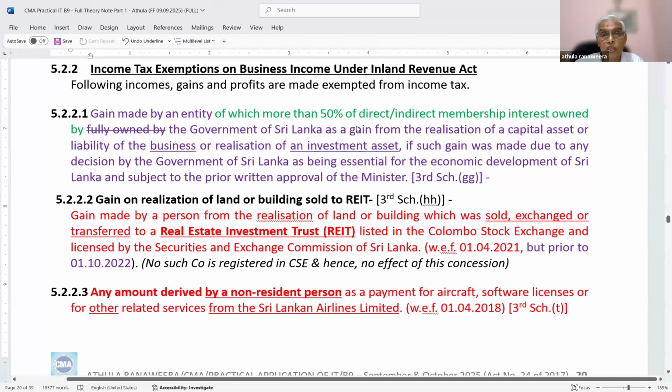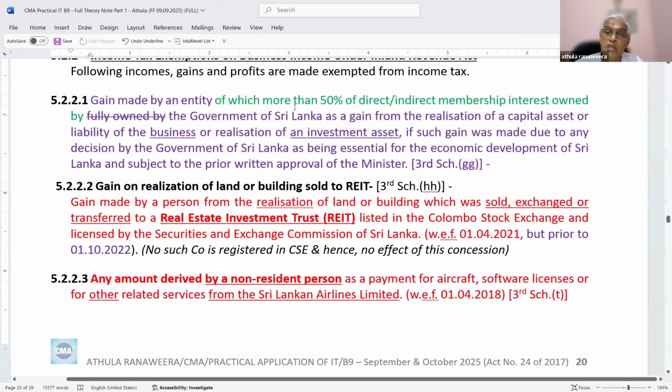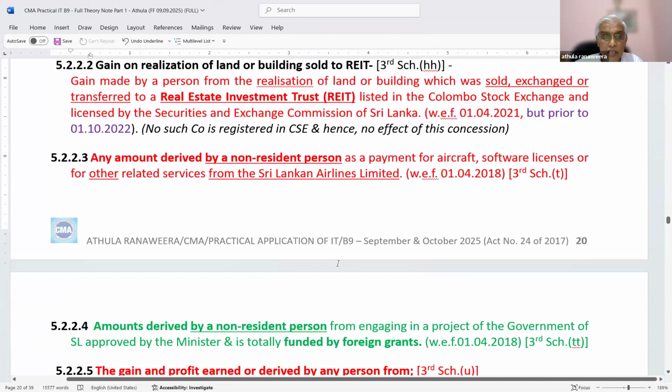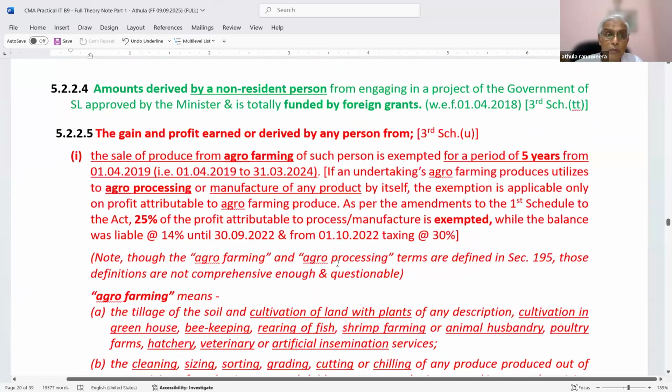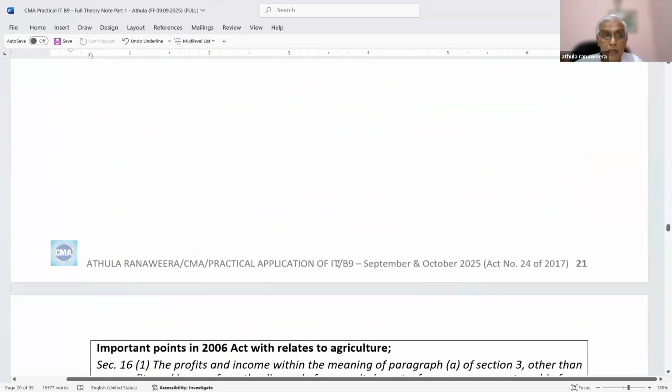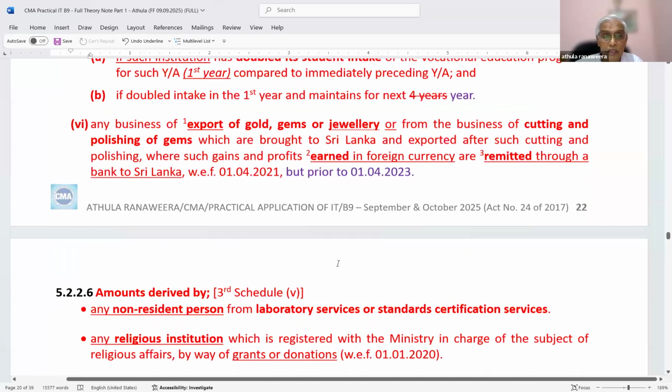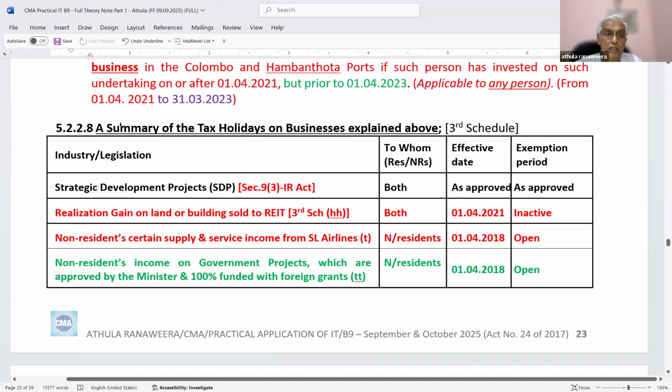Right. Then we'll move to the Inland Revenue Act exemptions. Gain made by entity. Now, these things I'm not going to read everything. It is useless. At the end of this business category, I have given a summary. I'll move to the summary and try to explain it because I know everybody is very busy. As a result, I prepared a summary. This is the summary of tax holidays on business explained above. You all can read the notes separately, but I'll explain through this.